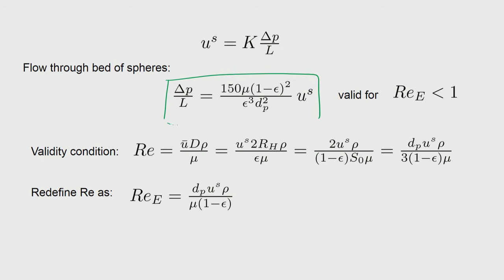So, for the bed of spheres, I have just flipped the quantities around to show them in the way that most textbooks show. So, delta P by L is equal to 150 mu into (1 minus epsilon) square by epsilon cube dP square into US. So, this expression actually is there in many of the extractive metallurgy textbooks, and we know from where this has come. So, this has come from our model and the fact that S naught happens to be 6 by dP for a bed of spheres.